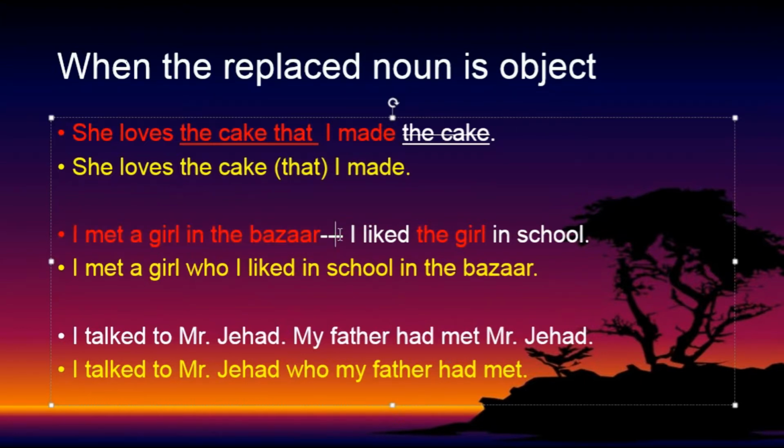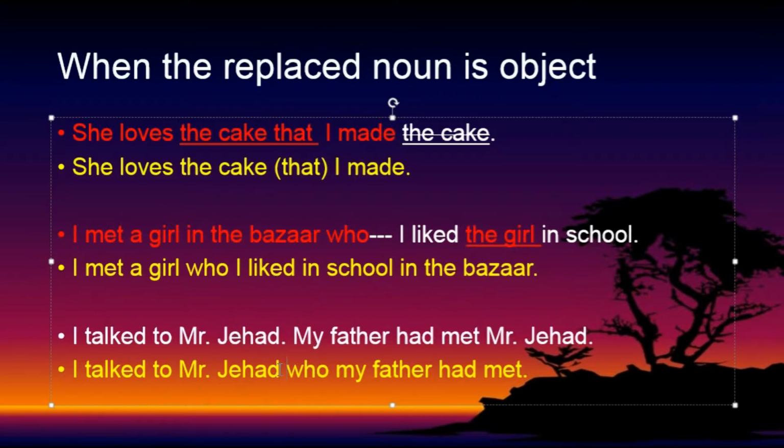So I met a girl in the bazaar, who or that, right? Then I remove the second repeated noun, right? I liked in school, so it becomes I met a girl who I liked in school in the bazaar. So this is a little bit bizarre to put it here, but it is always a good idea to link the sentences together, okay?